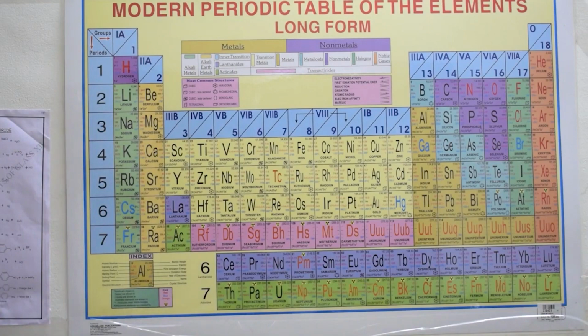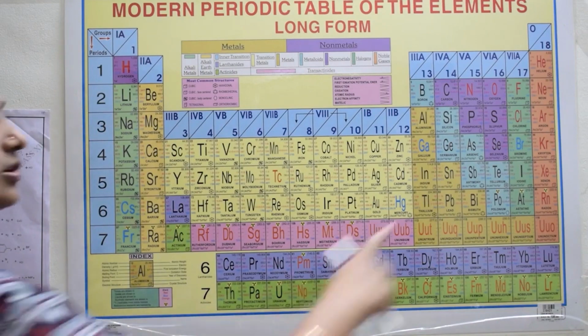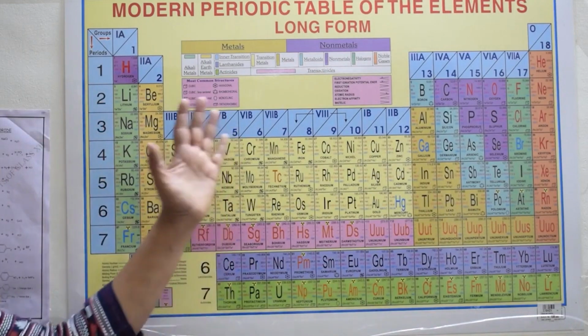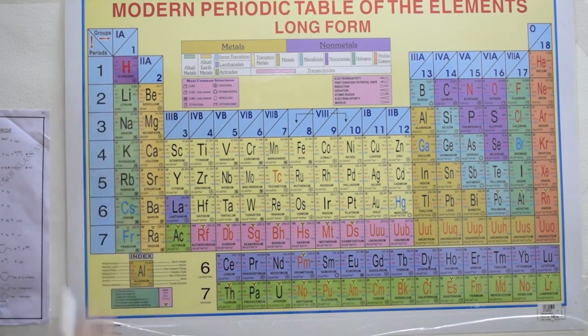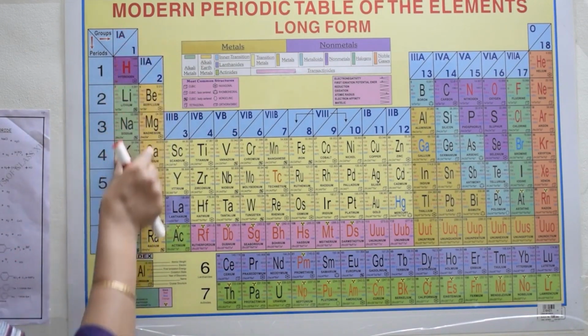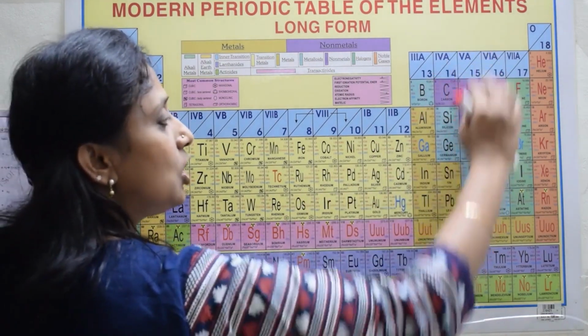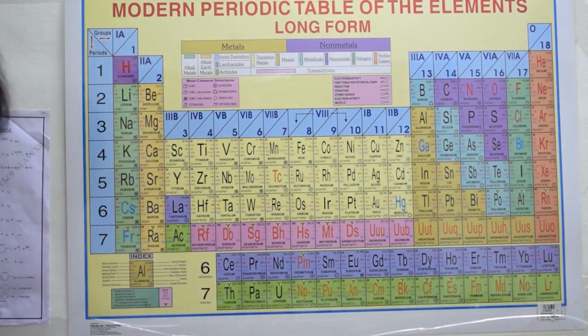Now, what are metals here? We will discuss that next. So, metalloids are placed in the P-block elements. Next important thing, at the left extreme of the periodic table, the first two groups are all completely metals. On my right extreme, all these elements are non-metals.